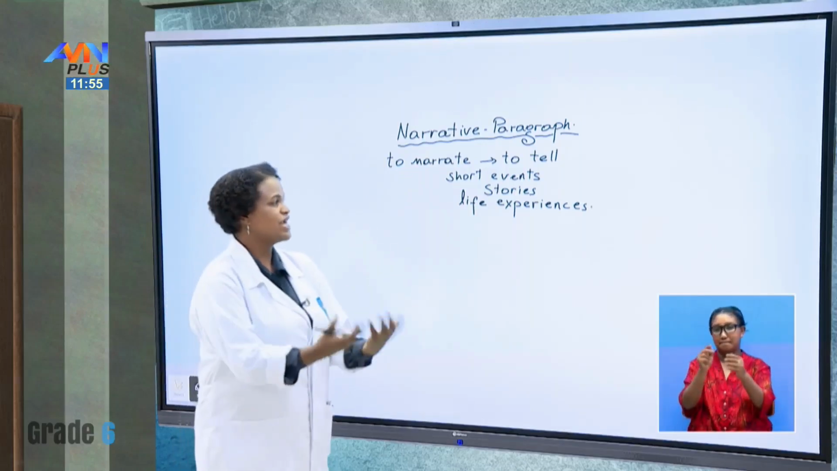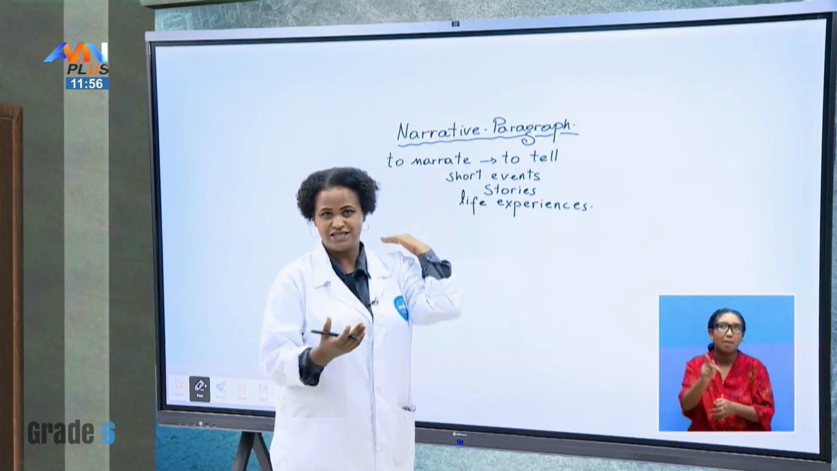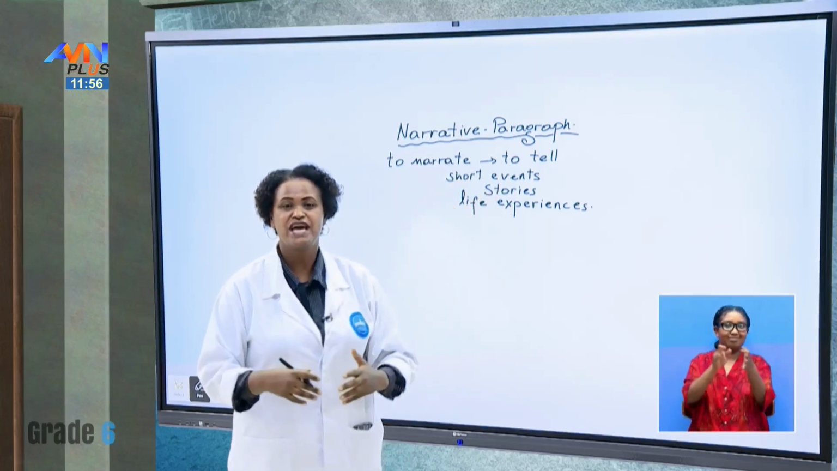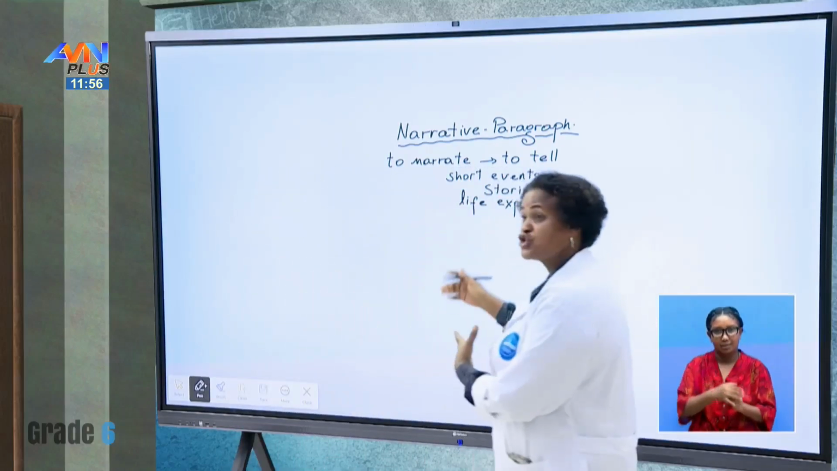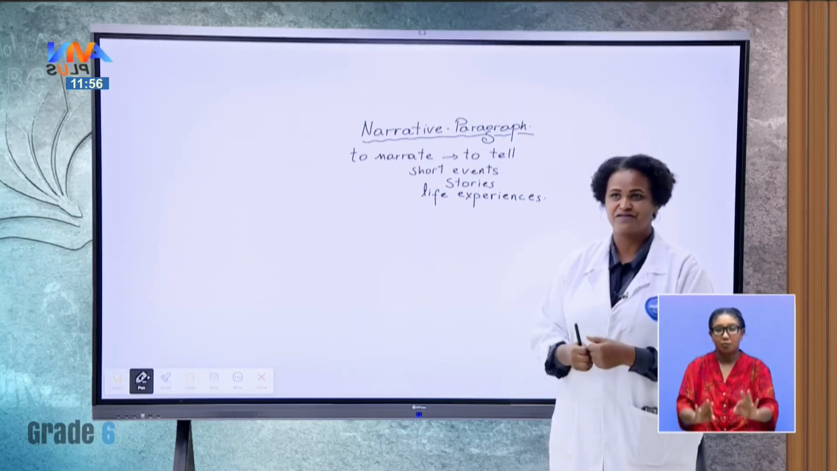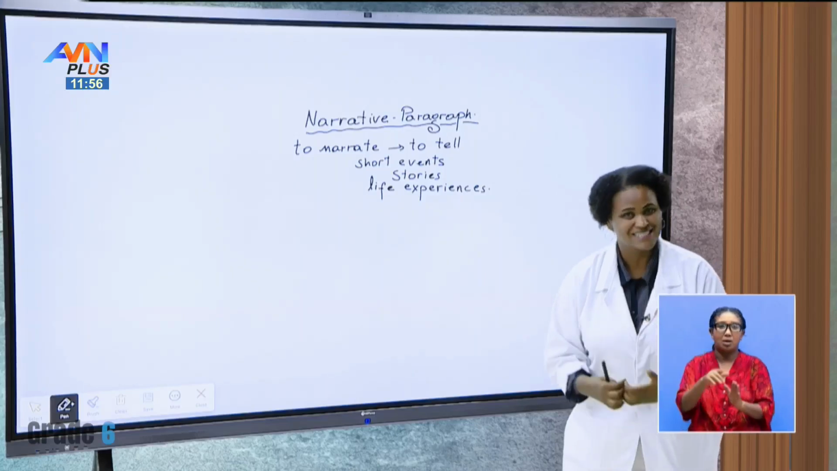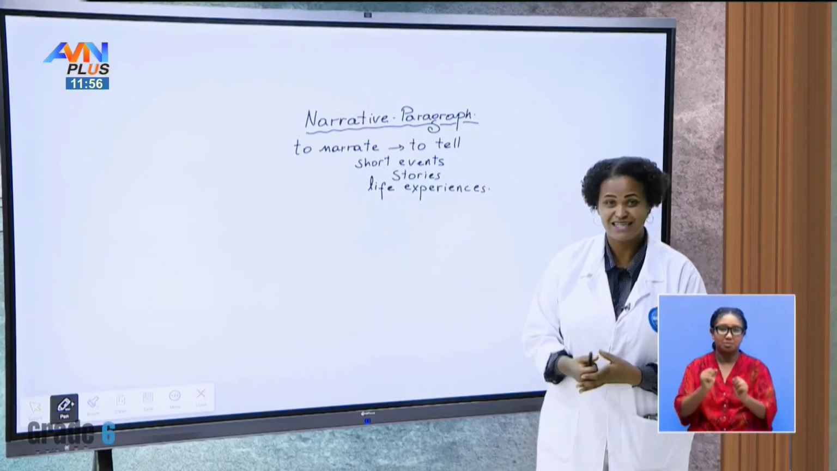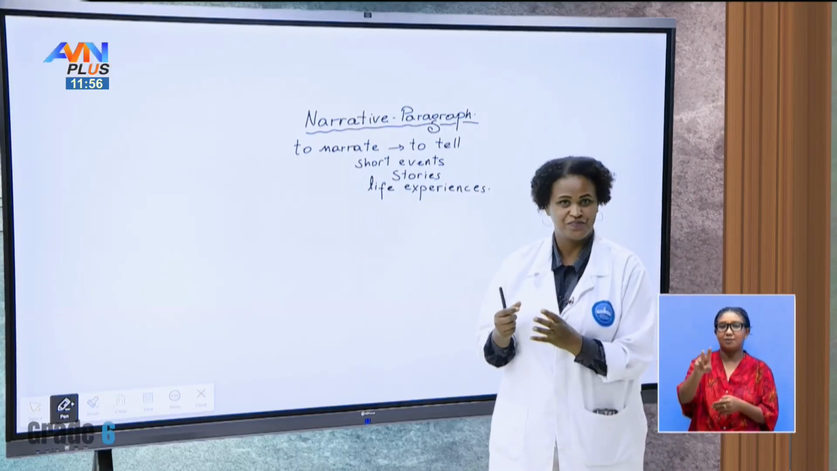So to narrate means what? To tell. To tell what? To tell a past event. To tell an event in a paragraph. When you say to narrate, it means to tell. To tell what? To tell a short story. To tell a story in the form of a paragraph. To tell your life experiences, right? So that's what we meant by narrative paragraphs, okay?